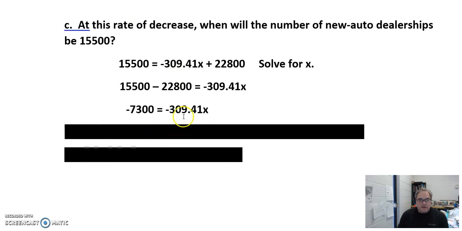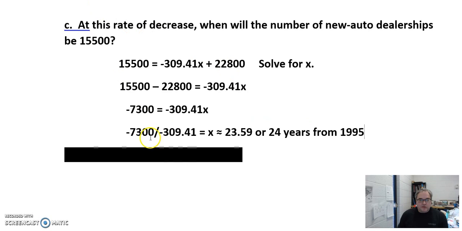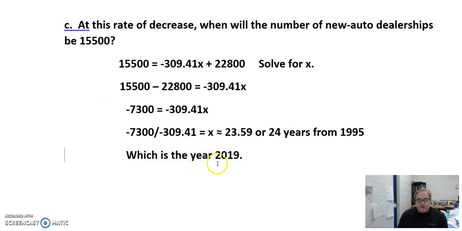Now I have to get negative 309.41 away from the x. It's hooked by multiplication, so to unhook it, we divide. Here we are dividing, and that's approximately 23.59. Notice how I went from equals to approximate. This is exact. I had to round to get that, and I'm rounding more because they want years, so 24 years. Well, 24 years from the year 1995. When I add that together, that's going to be the year 2019.